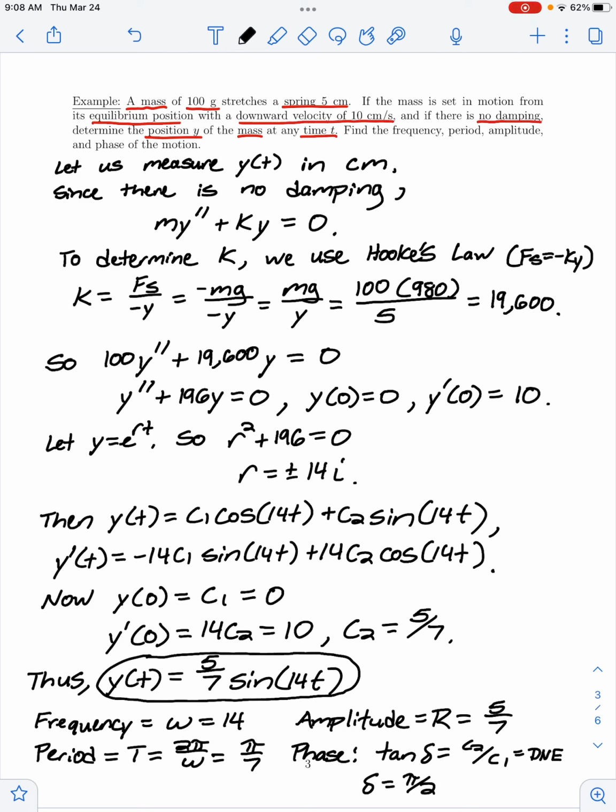Now, another way we can think about finding that phase, if we were to rewrite our y of t function as a cosine wave by solving for r and delta in terms of C1 and C2, we could also write this as 5/7 cosine of 14t minus pi over 2. Because we know that a sine wave is just a cosine wave displaced pi over 2 units. So this would be an alternative way to express our solution there.